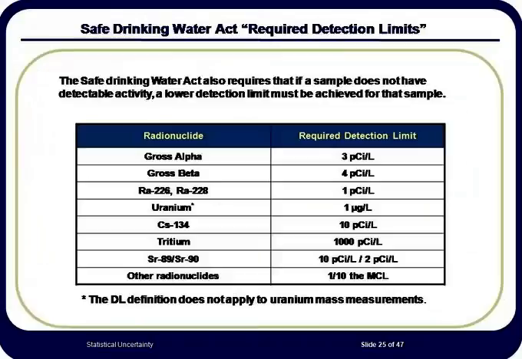The Safe Drinking Water Act has values for maximum contaminant levels that are used to determine if the water system may be acceptable for drinking water purposes. The Safe Drinking Water Act also requires that if a sample does not have detectable activity, a lower detection level must be achieved for that sample. This lower value is the required detection limit. How do we know if we can achieve these values? This is discussed on the next slides.